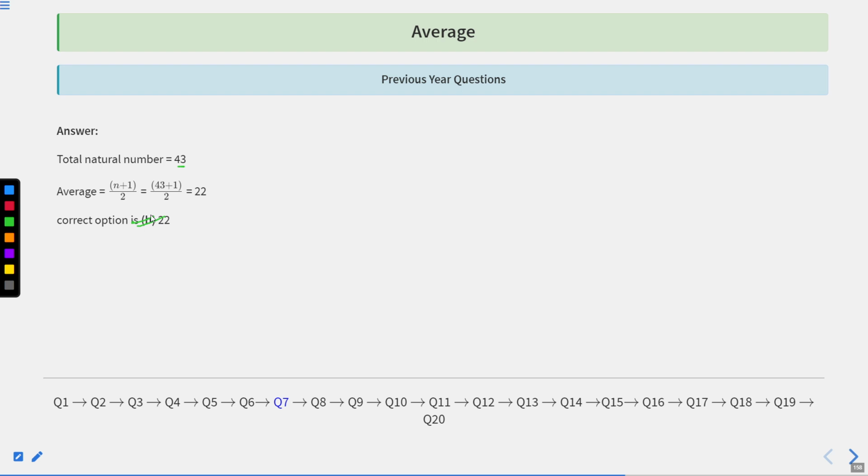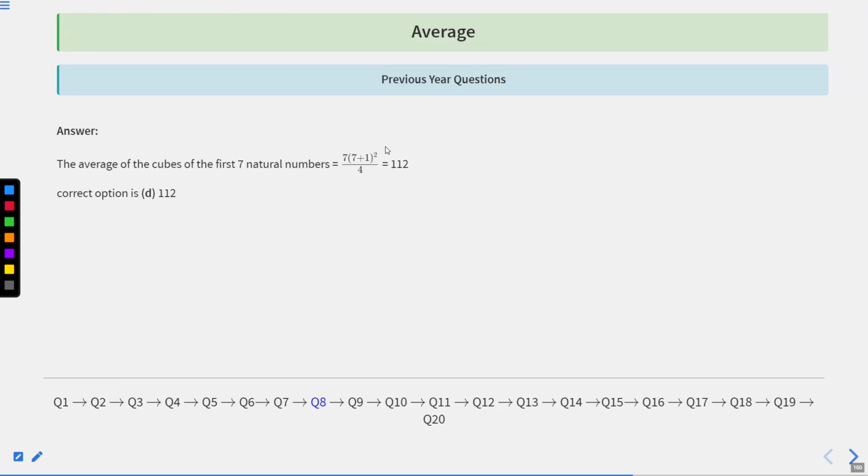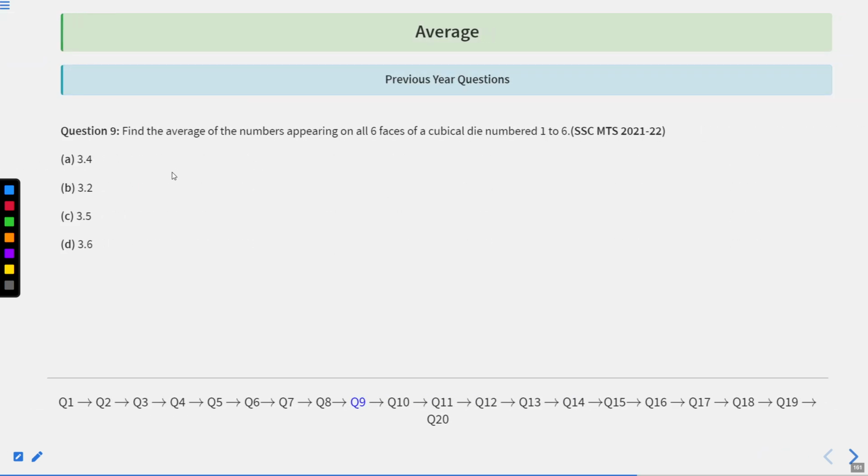Okay. Now let us move ahead to problem number 8. What is the average of cubes of first 7 natural numbers? This is again a very direct question, and the formula we have already seen. The average of cubes of the first 7 natural numbers will be given by 7 times (7 plus 1) whole square upon 4, which is equal to 112. So the correct option here will be option D, 112.